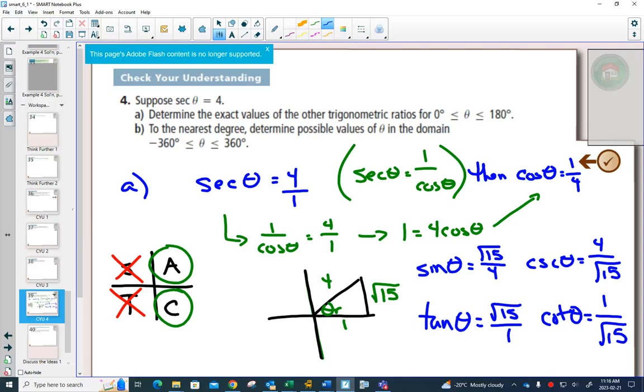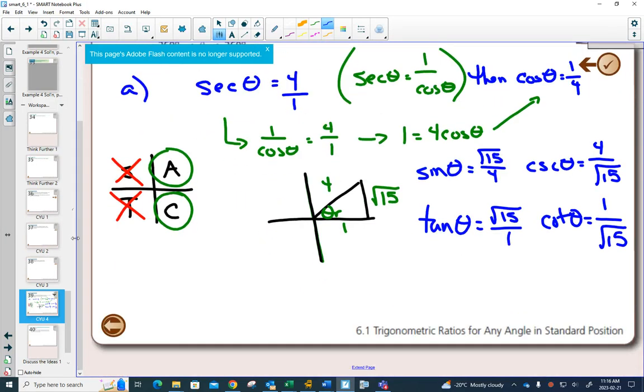Now in part B, can you put a star or maybe three, maybe 5 stars? This is a super important question, because this is what trigonometry is all about. Trigonometry is about solving for angles. And you've been building on that since grade 10.